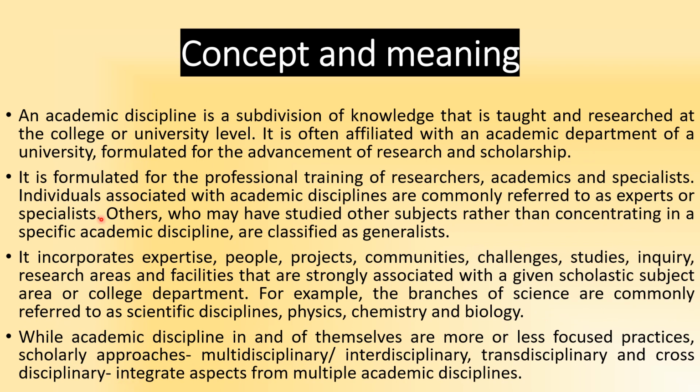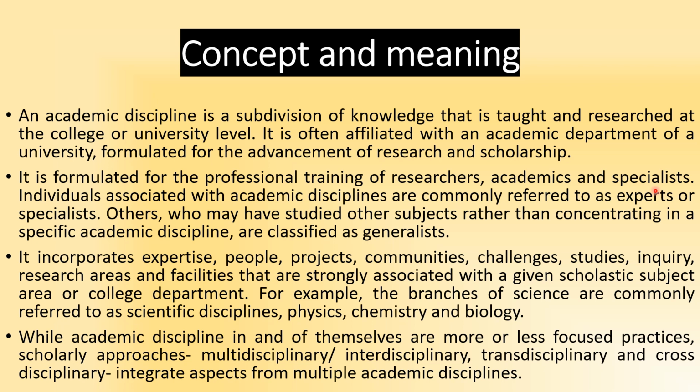The next topic is the concept and meaning of academic discipline. तो यहाँ पर हमने academic discipline के ऊपर थोड़ा और stress किया है. And what is basically academic discipline? See, it is a subdivision of knowledge that is taught and researched at the college or university level. Fine. Academic discipline actual में, you know why we need to study academic discipline or what basically the academic discipline do. It is formulated for the professional training of researchers, academics and specialists.